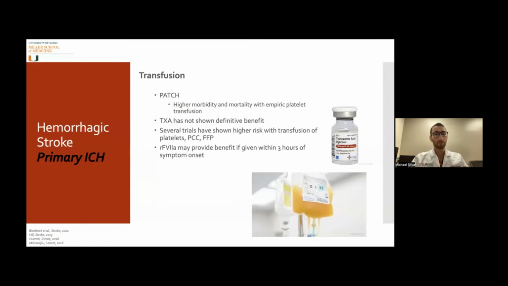And in other trials for platelet transfusion, PCC transfusion, FFP transfusion, nothing has really shown any clinical benefit. Recombinant factor 7A has shown a benefit, but only if given within the first 3 hours of onset. I personally haven't seen this used very much.